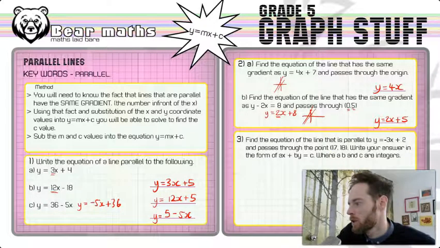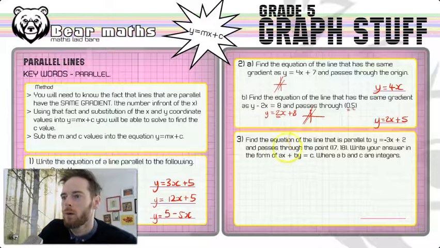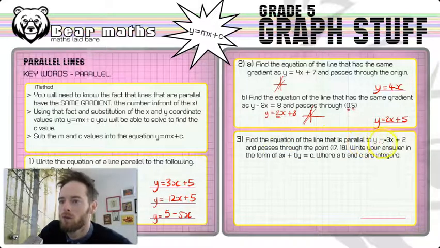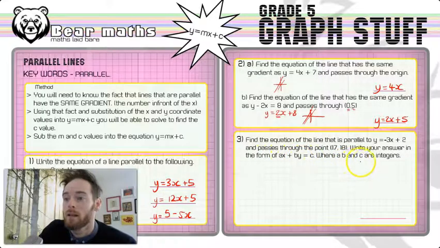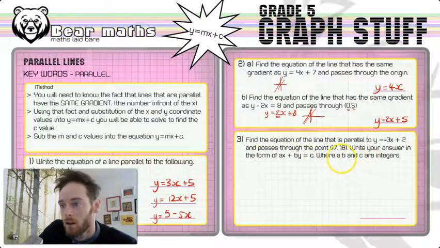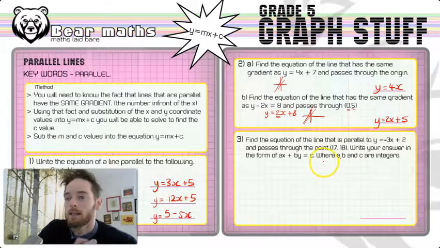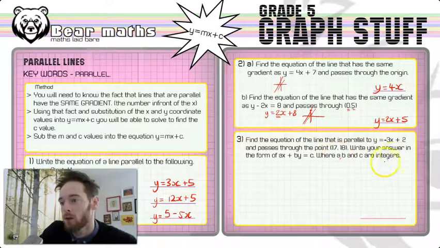Let's have a look at the last question. Find the equation of a line that's parallel to y equals minus 3x plus 2 and passes through the point 17, 18. Write your answer in the form of ax plus by equals c, where a, b, and c are integers. So, little comma in there. A, B, and C are integers. That means they're whole numbers, right?